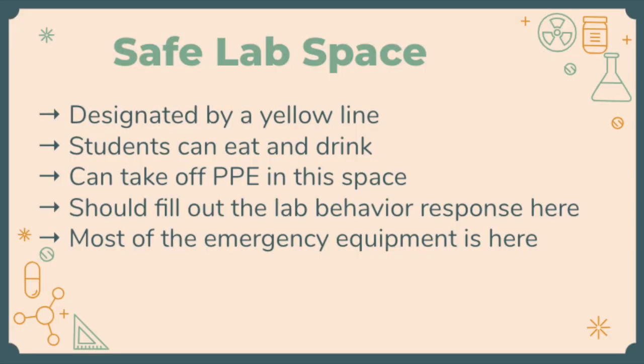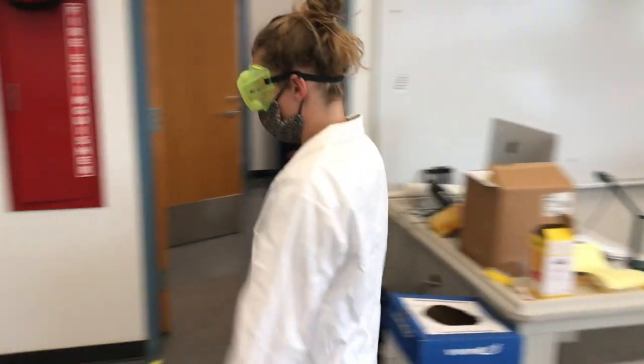Safe lab space. This is a space designated by a yellow line that should be at the front of your room. Students can eat and drink there, can take off PPE in this space, should fill out the lab behavior response here, and most of the emergency equipment you will find is here.